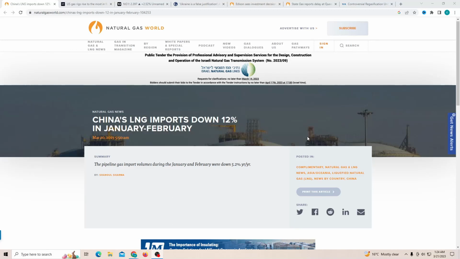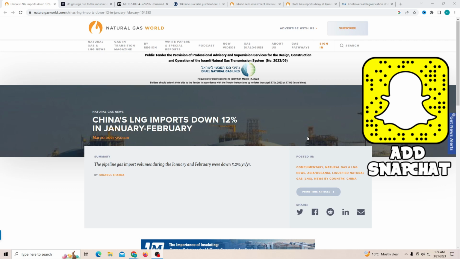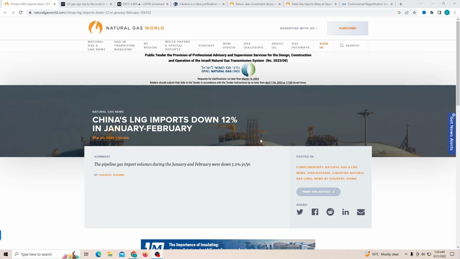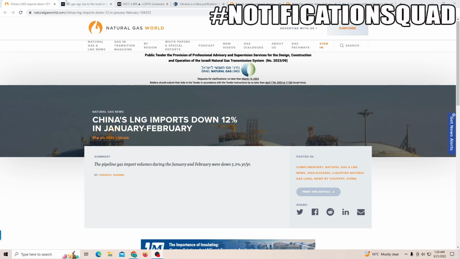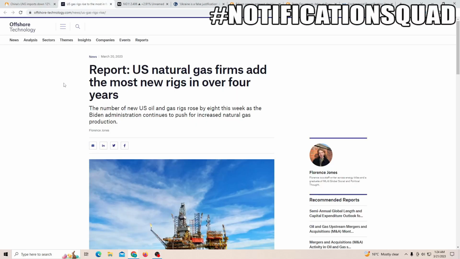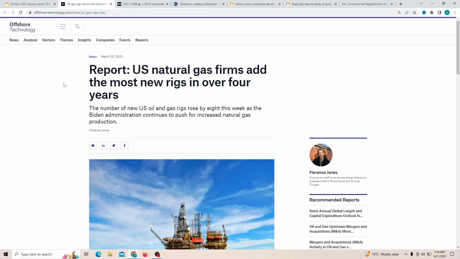Today's natural gas trading session was a little interesting because it did show signs of weakness, but in the past 3 to 4 hours we have seen a strong rally upwards. But there are some news you need to know which are starting to come out. First of all, China's natural gas import is down 12% in January and February, and on the other end, US natural gas firms add the most new rigs in over 4 years. So this year it has been quite crazy in the natural gas industry.